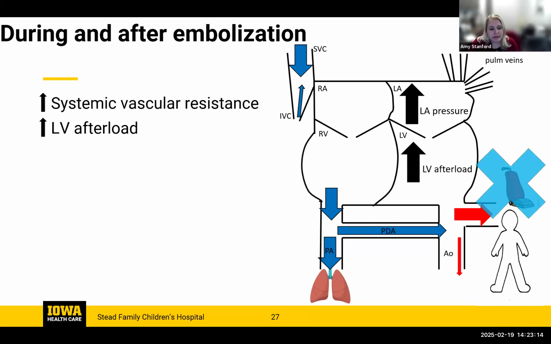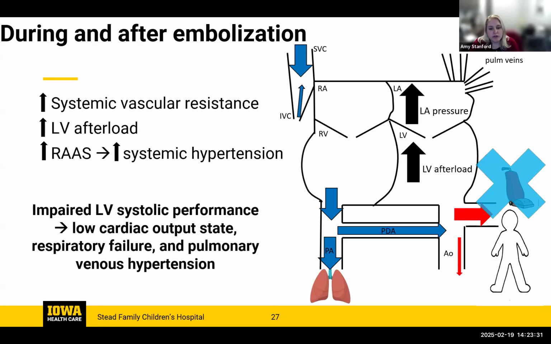The resultant augmentation in LV afterload leads to increased left atrial pressures. And these increases in LV afterload, especially in the setting of systemic hypertension, which is compounded by the upregulation of the RAS system, can lead to impaired LV systolic performance. Left untreated, these patients can develop low cardiac output state and respiratory failure secondary to pulmonary venous hypertension.